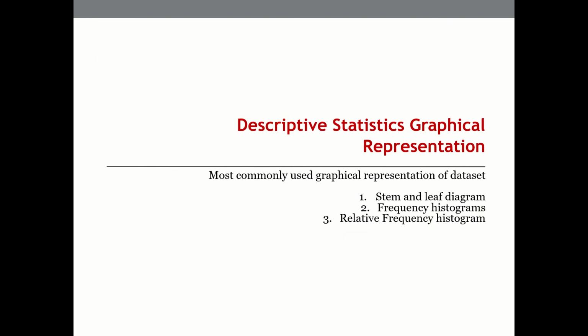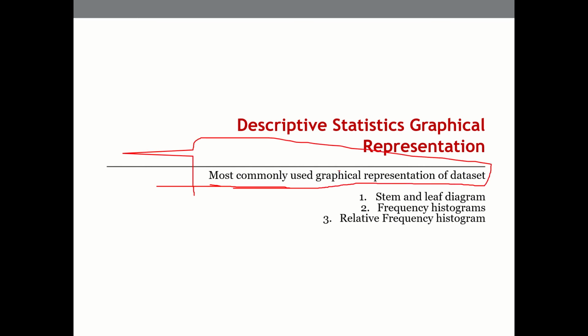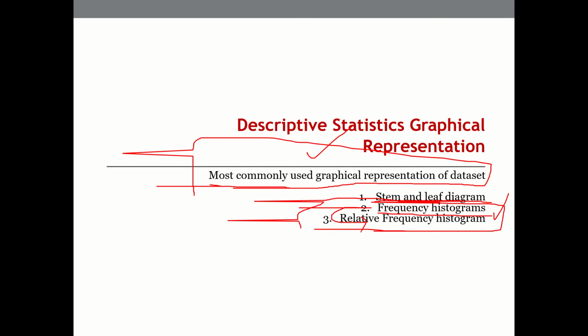Okay, so the most commonly used graphical representations of a data set when it comes to descriptive statistics are the stem and leaf diagram, the frequency histogram and the relative frequency histogram. So both histograms are actually interrelated. I will explain the frequency histogram and relative frequency histogram in a while.